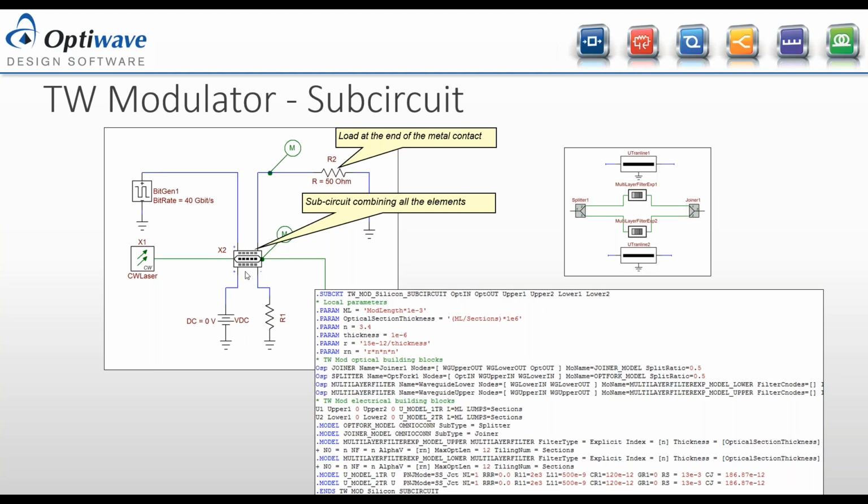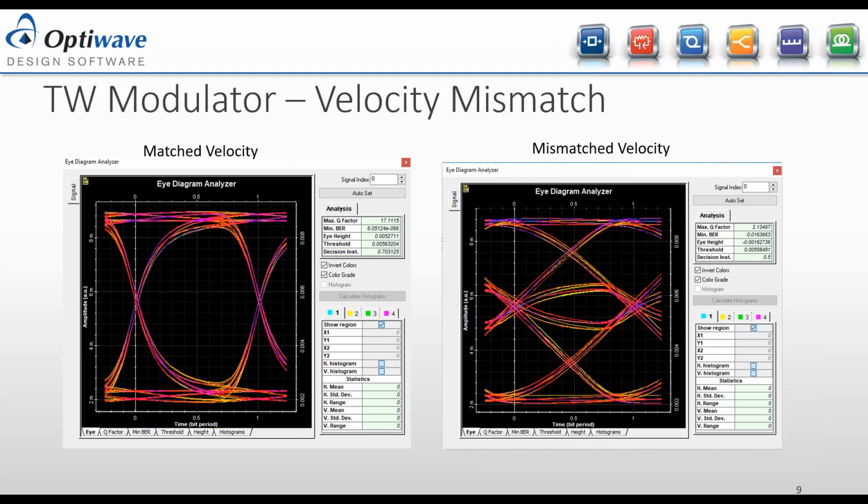And this model ships with our software. One of the effects that is very important to be able to capture in the traveling wave modulator is the velocity mismatch. In the transmission line, which models the electrode of the traveling wave modulator, the signal travels at a certain speed, and in the waveguide, our optical signal travels at another speed.